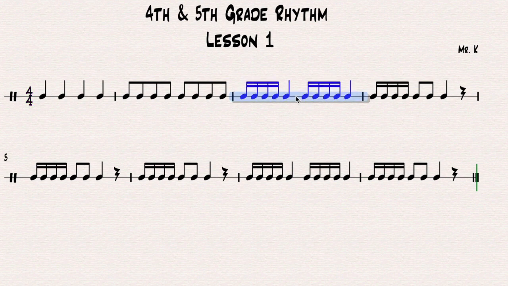Our third measure has our 16th notes. 1 E and a 2, 3 E and a 4. Let's do that together. Ready? 1 E and a 2. Ready and a count. 1 E and a 2. 3 E and a 4.